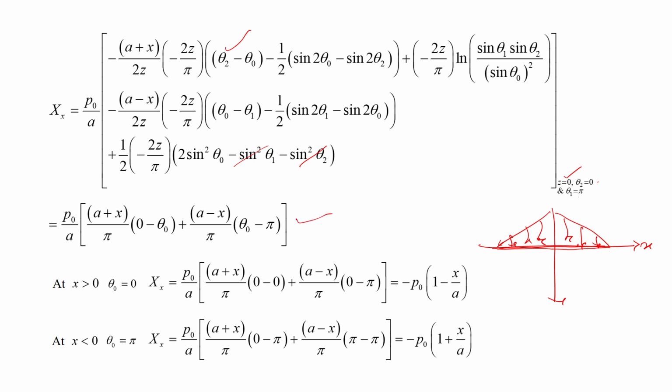So, here sigma x x is given as this. Remember that for these points theta 0 will be equal to 0, because theta 0 was this particular angle. So, for these points theta 0 is equal to 0, x greater than 0, and for x less than 0, theta 0 is pi. Therefore, sigma x x will be equal to minus pi p 0 into 1 minus x by a, finally you will get, and sigma x x for x less than 0 again we will get like this.